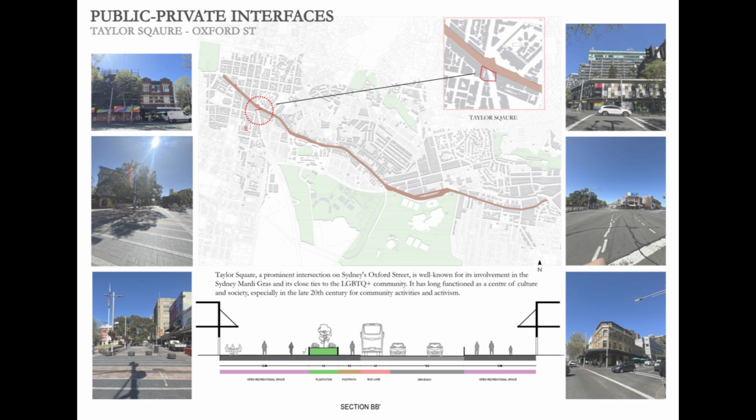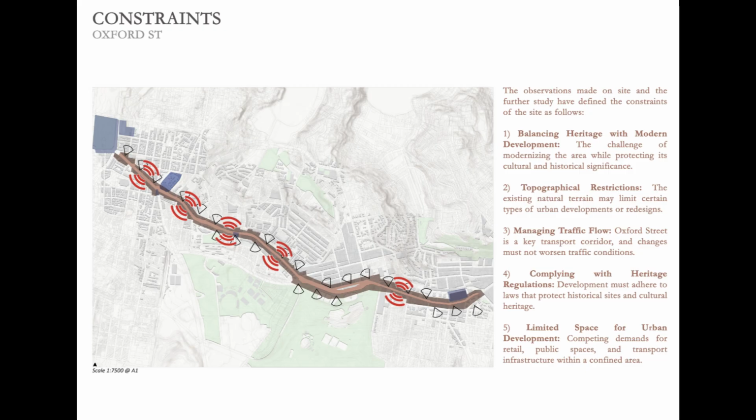Some shops, especially near Taylor Square, feature expansive open frontages and plazas that are currently used for the Mardi Gras parade. The constraints impacting Oxford Street are defined by our site observations and further study. Balancing heritage with modern development. There is a significant challenge in modernizing the area while ensuring the protection of its cultural and historical significance.